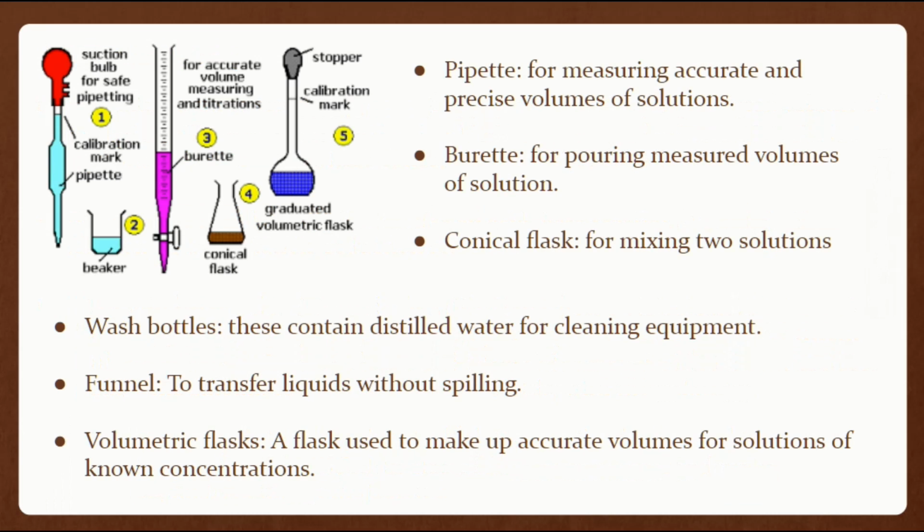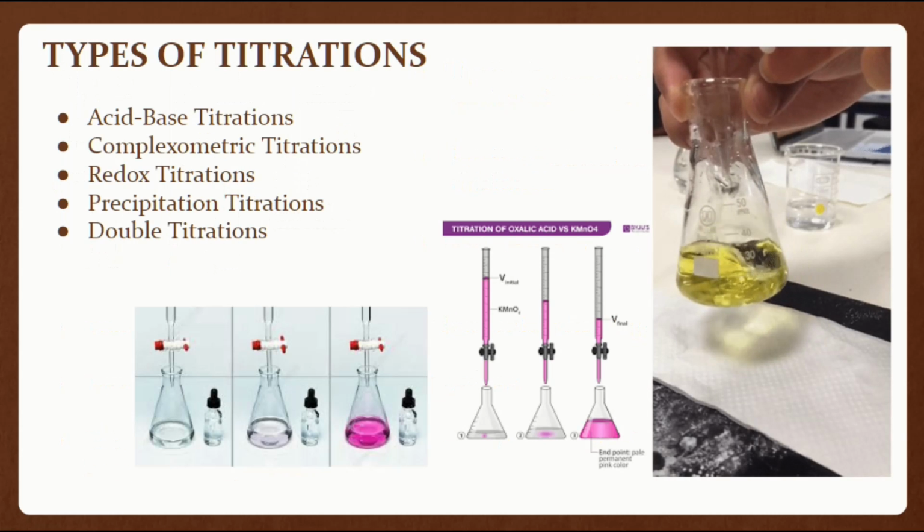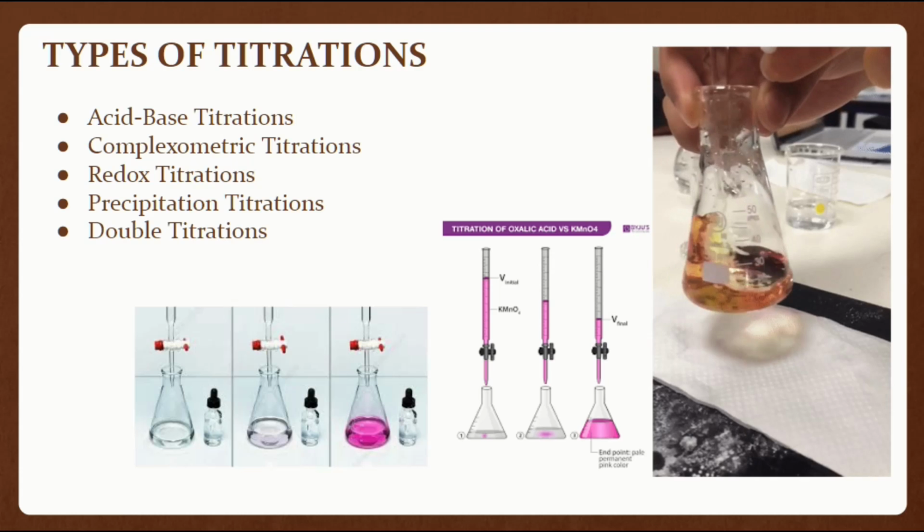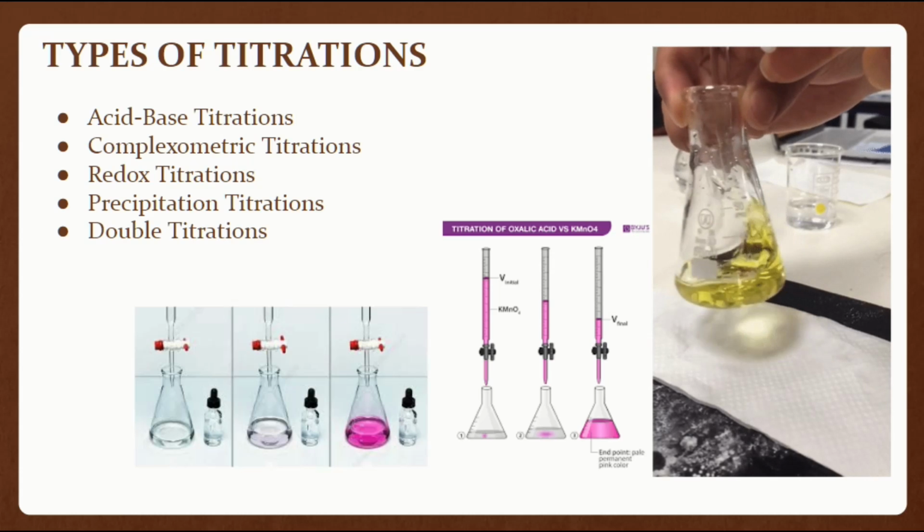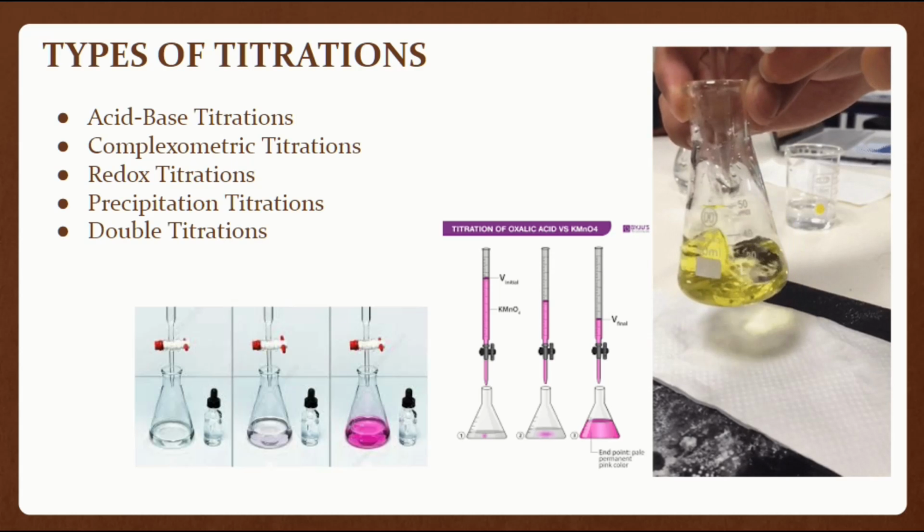A pipette is for measuring accurate and precise volumes of the solution. A burette is used for pouring measured volumes of solution. Conical flask is used for mixing two solutions. Wash bottles contain distilled water for cleaning equipment. A funnel is to transfer liquids without spilling. A volumetric flask is a flask used to make up accurate volumes for solutions of known concentrations. The different types of titrations include acid-base titration, complexometric titrations, redox titration, precipitation titrations, and double titrations.